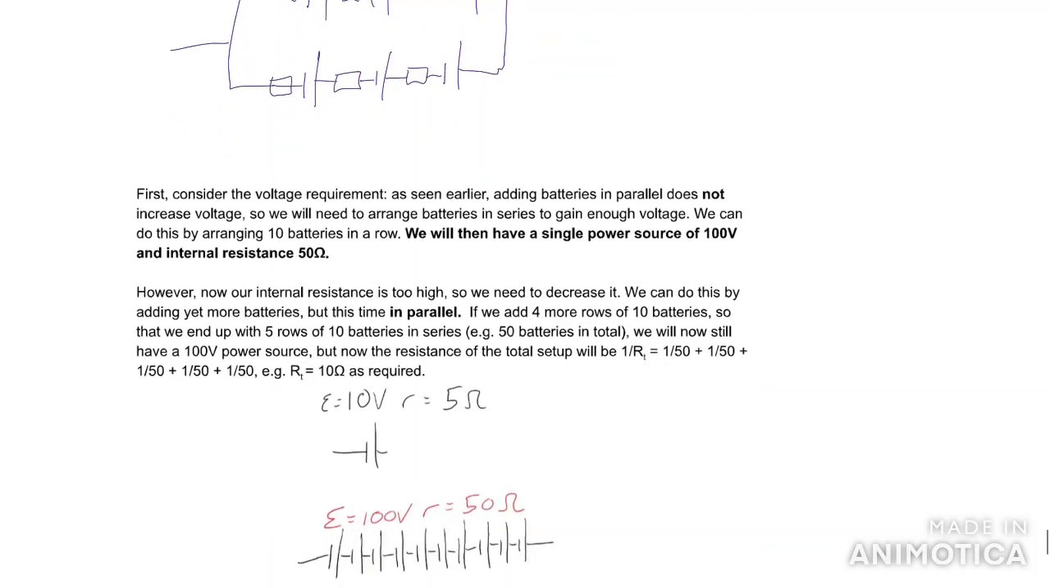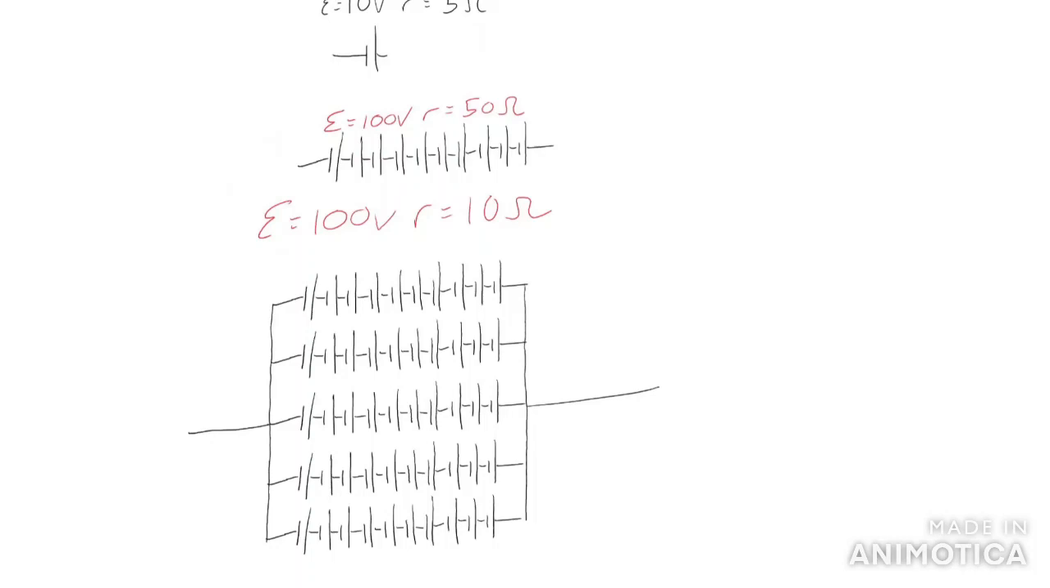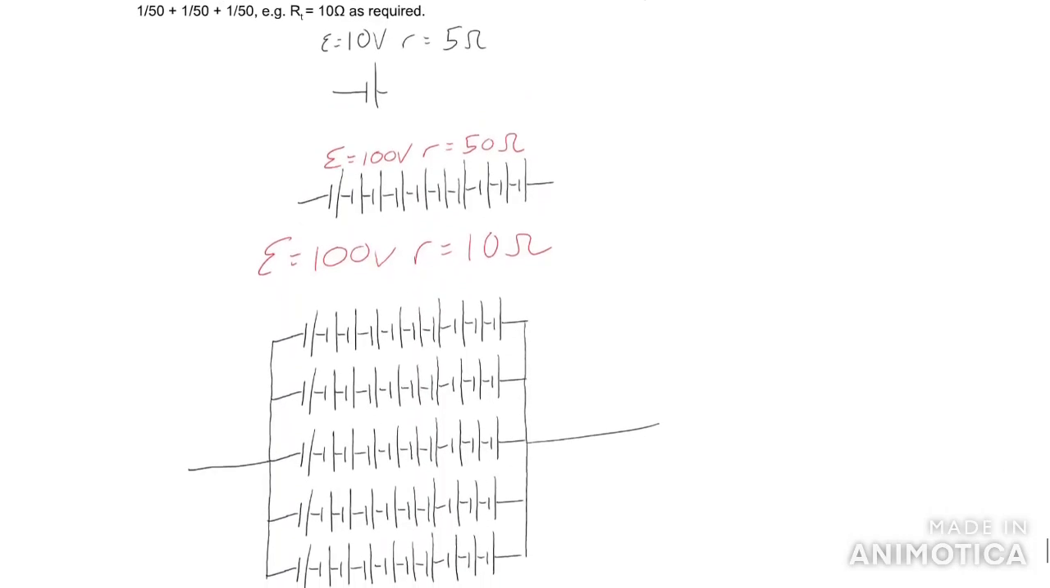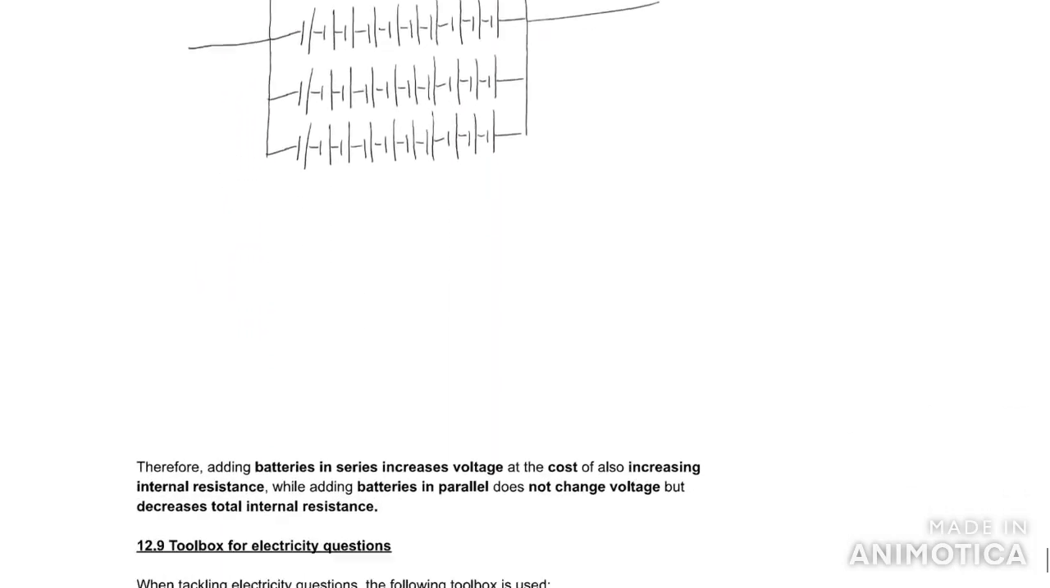And so if we add 4 more rows of batteries, that will decrease the internal resistance by a factor of 5. And so we'll get to a power source of 100 volts with a resistance of 10 ohms. But obviously that's taken 50 batteries. So it's just worth being aware that that might be why you would see things in parallel as well as in series.